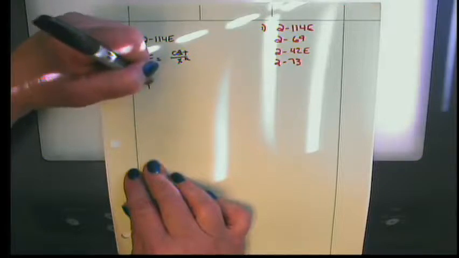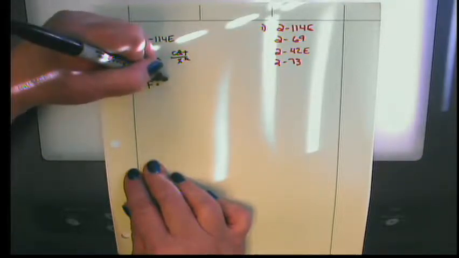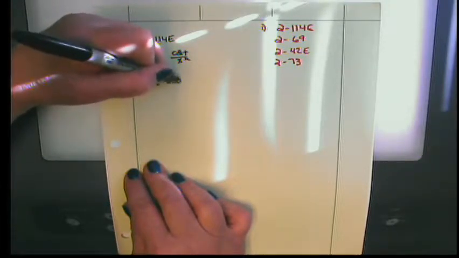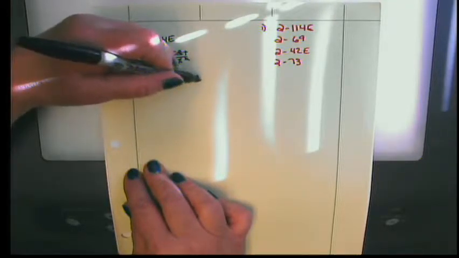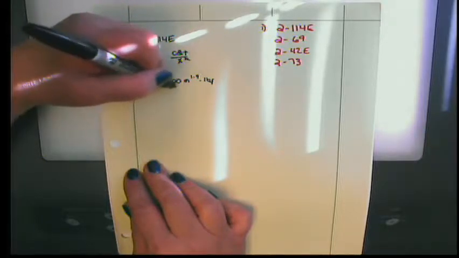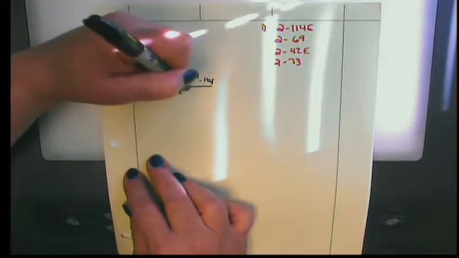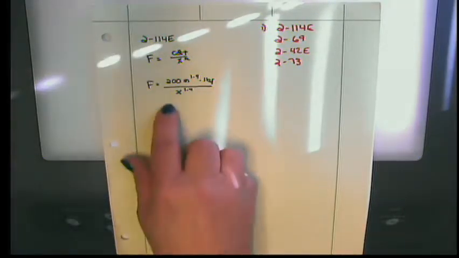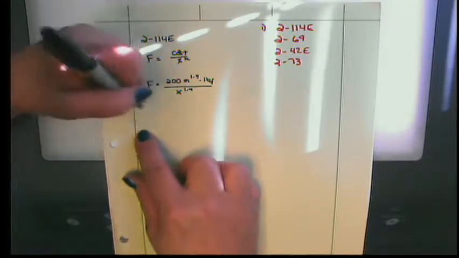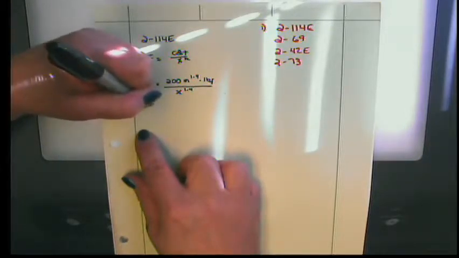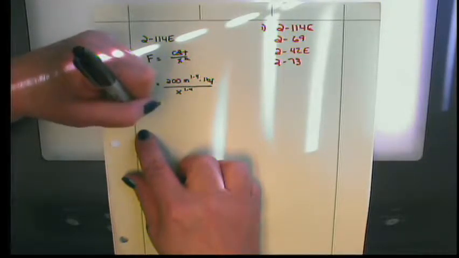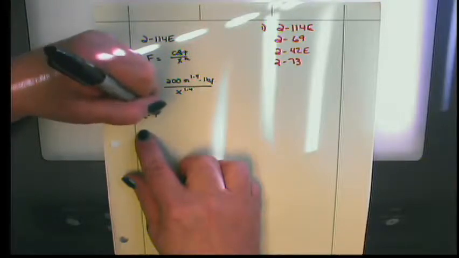So in other words, for this particular device, we would have 200 units being inch to the 1.4 pounds of force over x raised to the 1.4 power. Determine the work in BTUs required to compress this device from 2 inches to 7 inches. So x sub 1 is 2 inches, and x sub 2, or x sub final, is 7 inches.